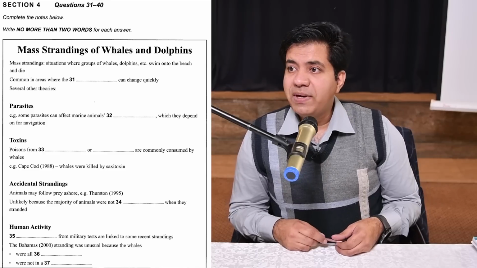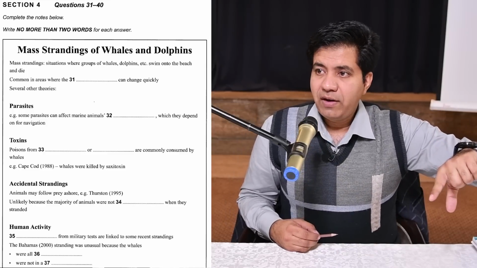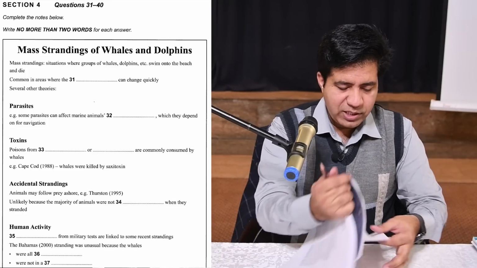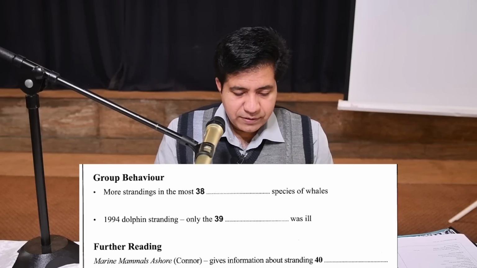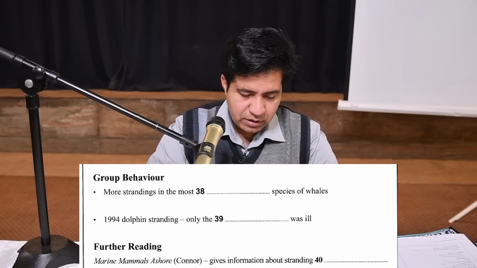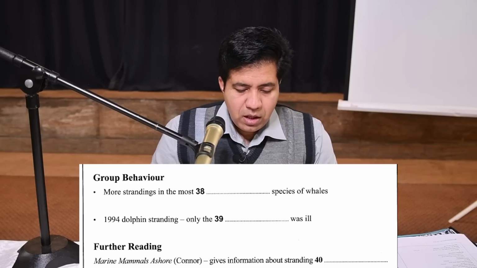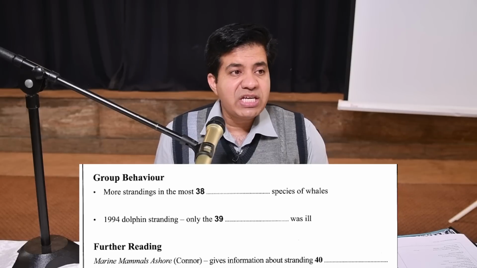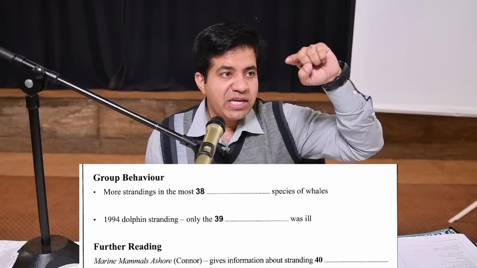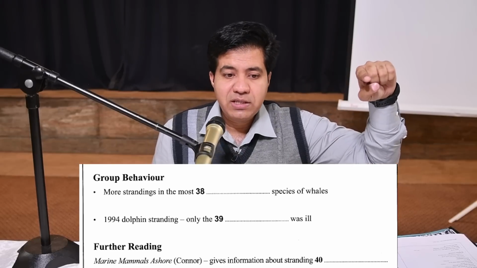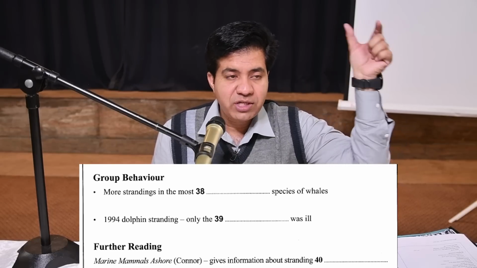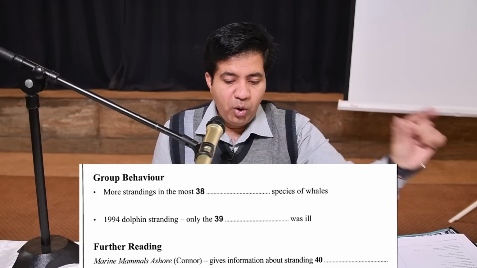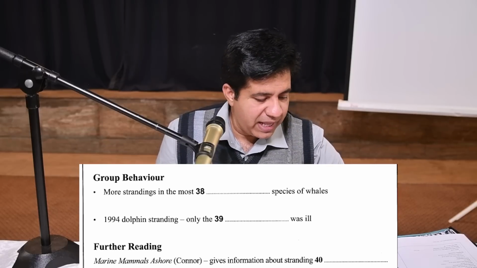So "whereas it's more common" is the replacement for not. Right? So it means they were not in a group. Okay, let's move on. Group will be the answer. Group behavior. Group behavior, more strandings in the most dash species of whales. Dash species means the type of species, right? More strandings in the most dash. It can be like most common species of whales. Most something. Okay, let's see what that is.